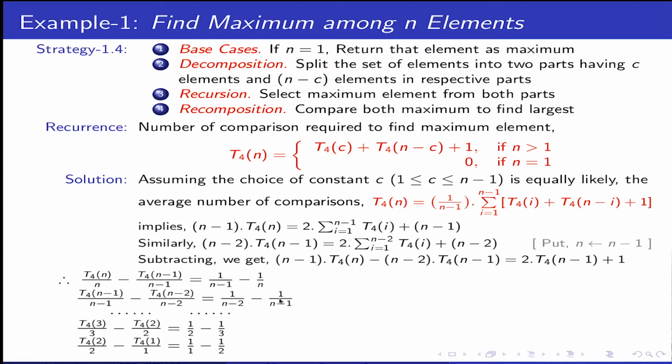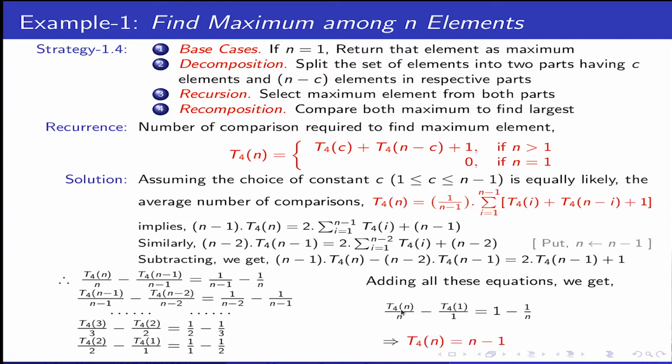Similarly, here the left term with the next right term cancels. 1 by n minus 2 will cancel. Till this point, 1 will remain. So it will be 1 minus 1 by n. So finally, if you add all this, you will get this, which makes our life simple because T(1) I know to be 0. So this is again n minus 1.